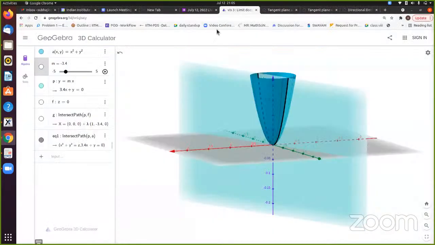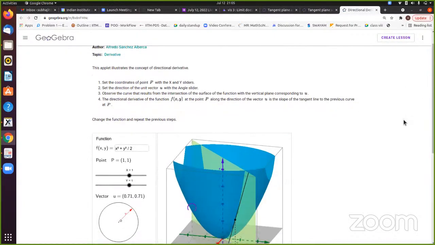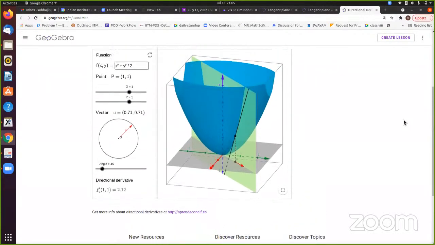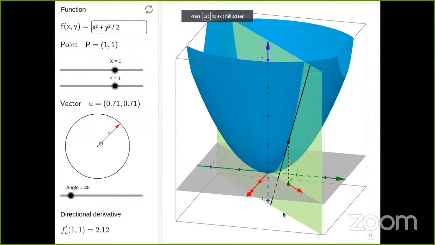So yeah, this is always a good thing to visualize or remember. Now, if I try to see this in GeoGebra, can everyone see my GeoGebra screen? Okay. Here the function we have considered is x square plus y square by 2. Any function you can put here. This is basically an applet, and you can write anything you want. This is inbuilt.